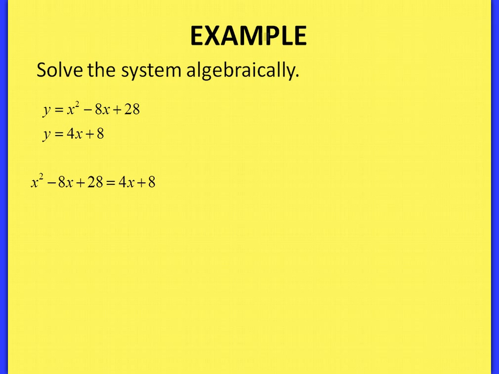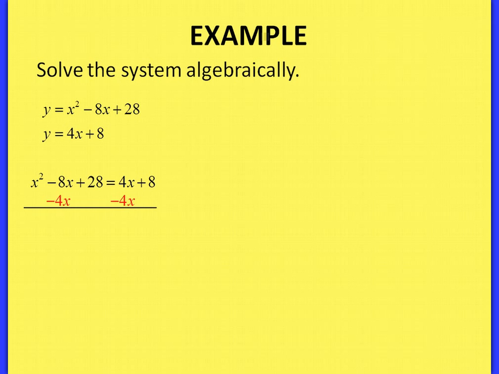That would give us x squared minus 8x plus 28 is equal to 4x plus 8. Now in this case we've got one big quadratic equation, you can see. So what we're going to do is get everything over on one side, make it equal to 0. We'll start off by subtracting 4x over.